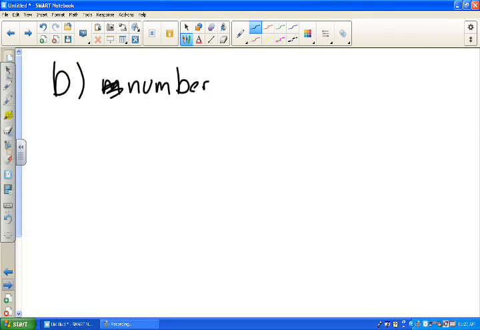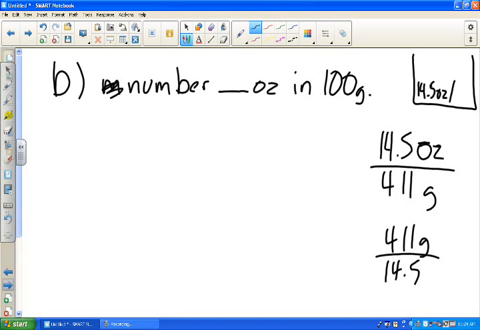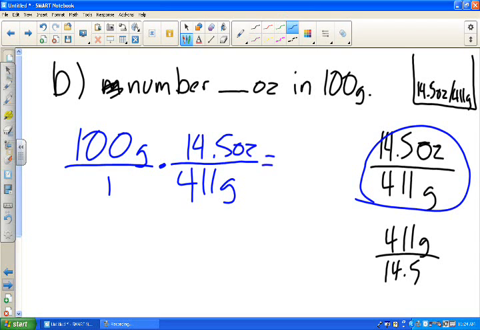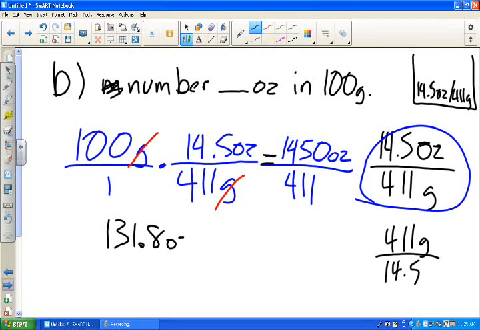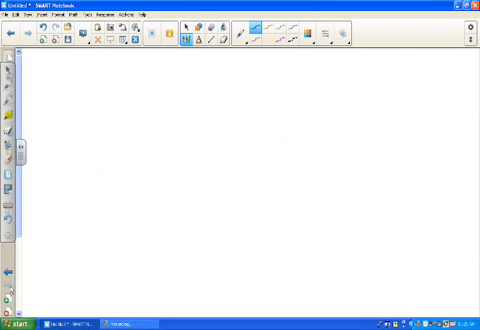Part B is very similar. We're asked to find the number of ounces in 100 grams. Again, if we look at the picture in the book, we know that 14.5 ounces is equal to 411 grams, and we could represent that 2 ways. Since we're starting with 100 grams, we're going to choose our first ratio so that the grams will cancel, and then we get 100 times 14.5 gives us 1,450 divided by 411, and the grams canceled out, so that gives us 3.527 ounces. I'm sorry, not fluid ounces, ounces.